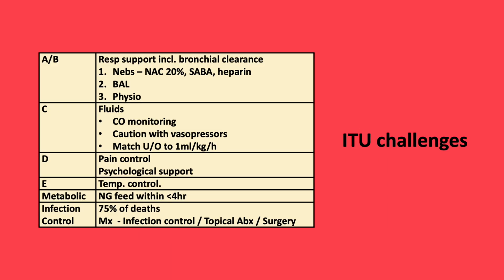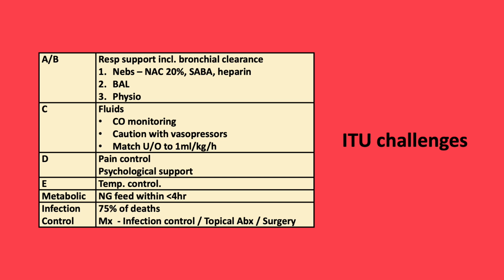The ITU challenges are broad and can be split up into a system-based approach. Airway and breathing. Ongoing respiratory support may be indicated with bronchial clearance involving nebulizers, BAL and physio. Cardiovascular. Fluid management is critical, especially within the first 24 to 48 hours, to maintain a balance of perfusion whilst preventing the complications of volume overload.